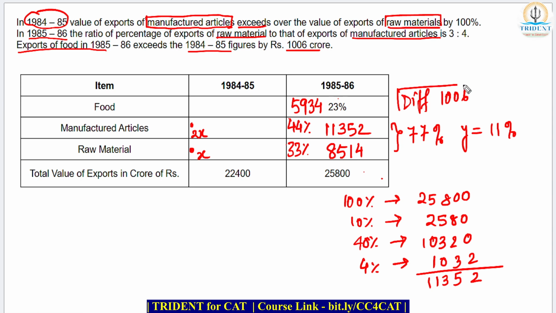Now, at this point, the difference was already given as 1006. I think here it is given 8586. Exports of food exceeds by 1006. So this number is going to be 1006 less than 5,934. Okay, so nothing, just subtract 1006 from the 5,934, and the value that you will get is 4,928.